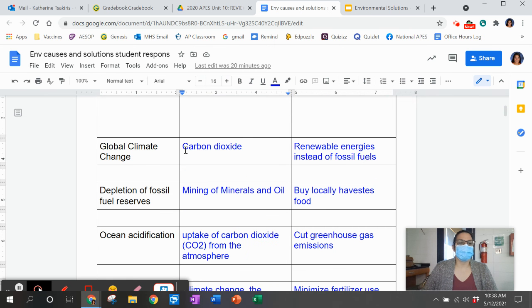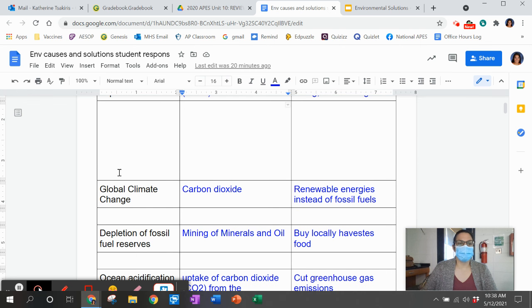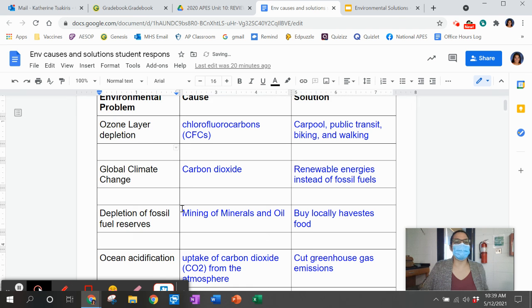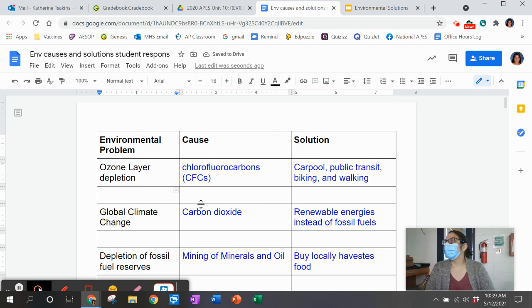Let's take a look at global climate change. Okay, so your cause of the global climate change is carbon dioxide. Well, what about carbon dioxide? Carbon dioxide is a greenhouse gas. Global climate change is caused by global warming, which is the increase in Earth's annual temperature, caused by greenhouse gases. You can explain the greenhouse gas effect. You can list a greenhouse gas, but just putting carbon dioxide isn't going to get you any points.